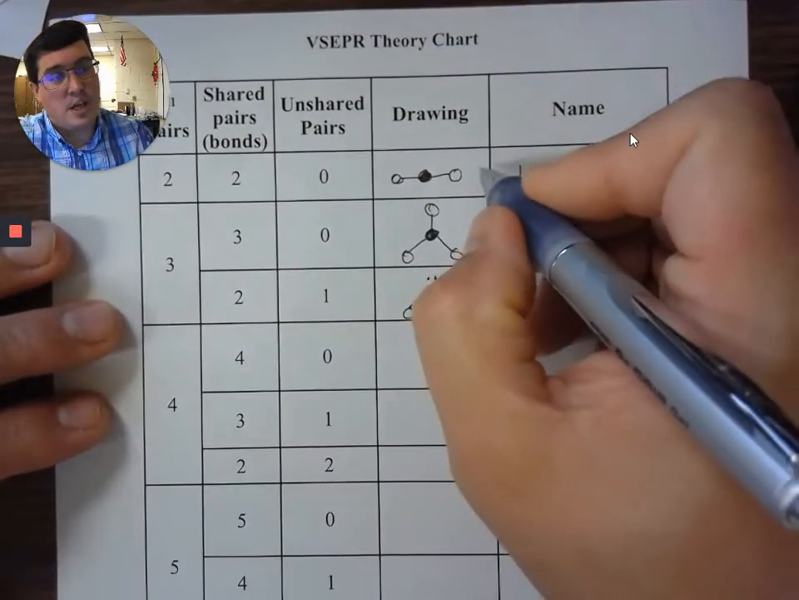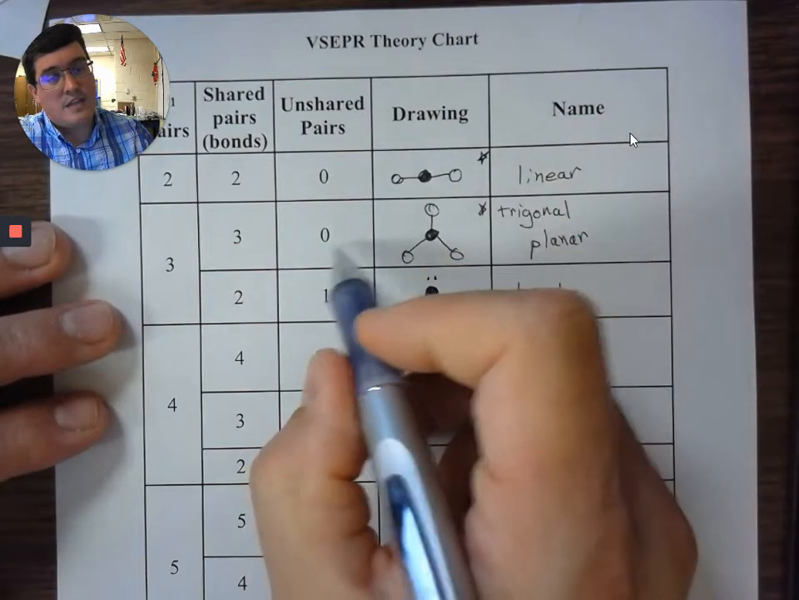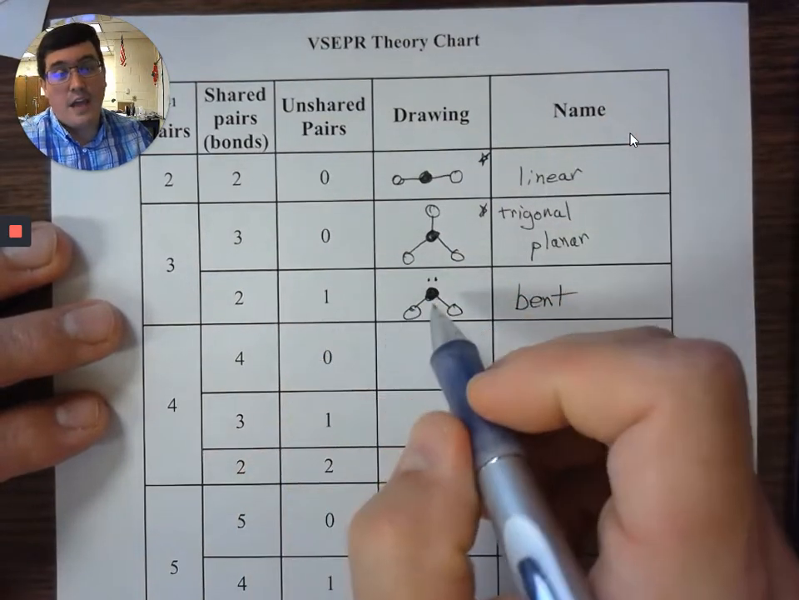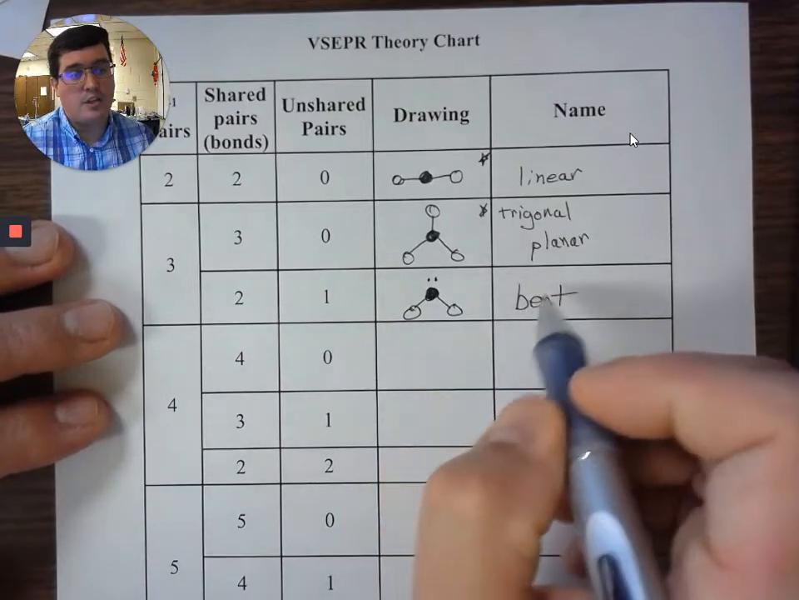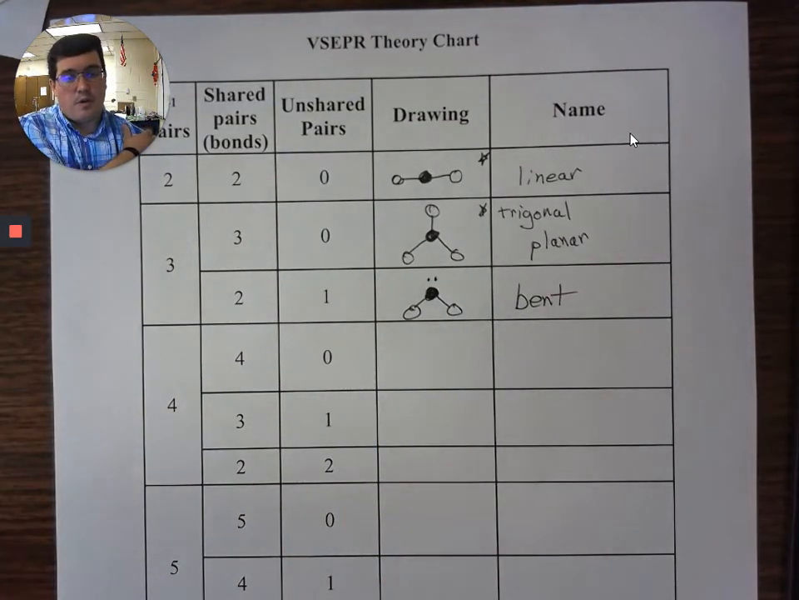If I'm memorizing shapes, by the way, what you need to do is memorize the first shape that has 0 unshared pairs. Then all you have to do is take one of the bonds away and you can get the next shape down. So make sure you memorize those two shapes right there.